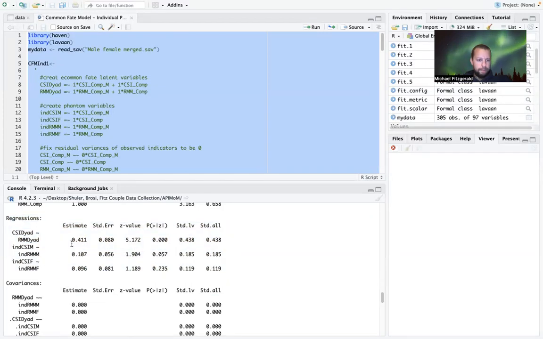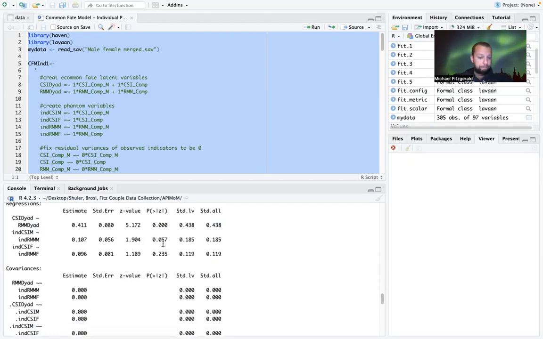So here is our dyadic level regression coefficient. A 1 standard deviation unit increase in dyadic relationship mindfulness yields a 0.44 standard deviation unit increase in relationship quality or relationship satisfaction at the dyadic level. So we have a pretty strong regression coefficient.